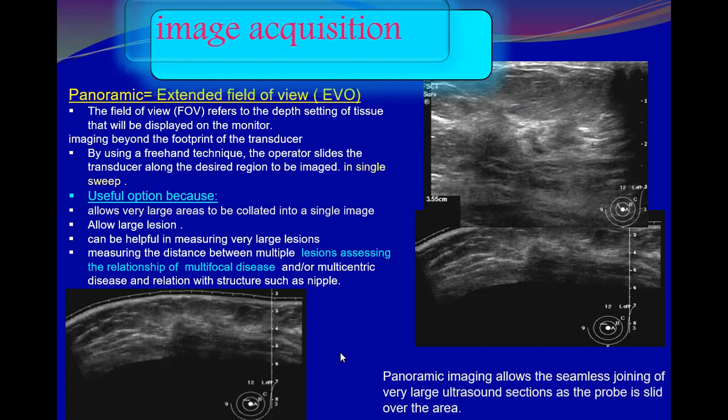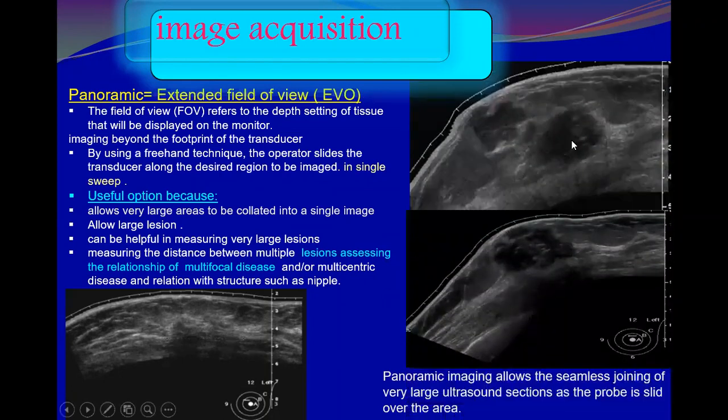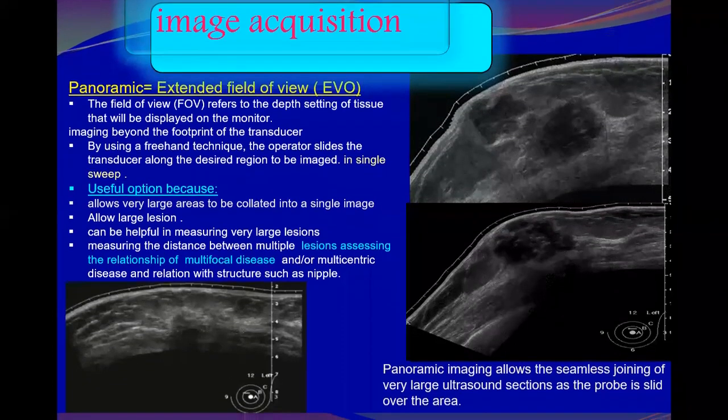This is my patient, this is a panoramic view. Look, the lesion is larger than the footprint. And here, look at these lesions. In this image, we can see one of the lesions. In the other image, you can use it in transverse and in longitudinal. When you change to the perpendicular view, you can see more than one lesion. This is one method of extended field of view.